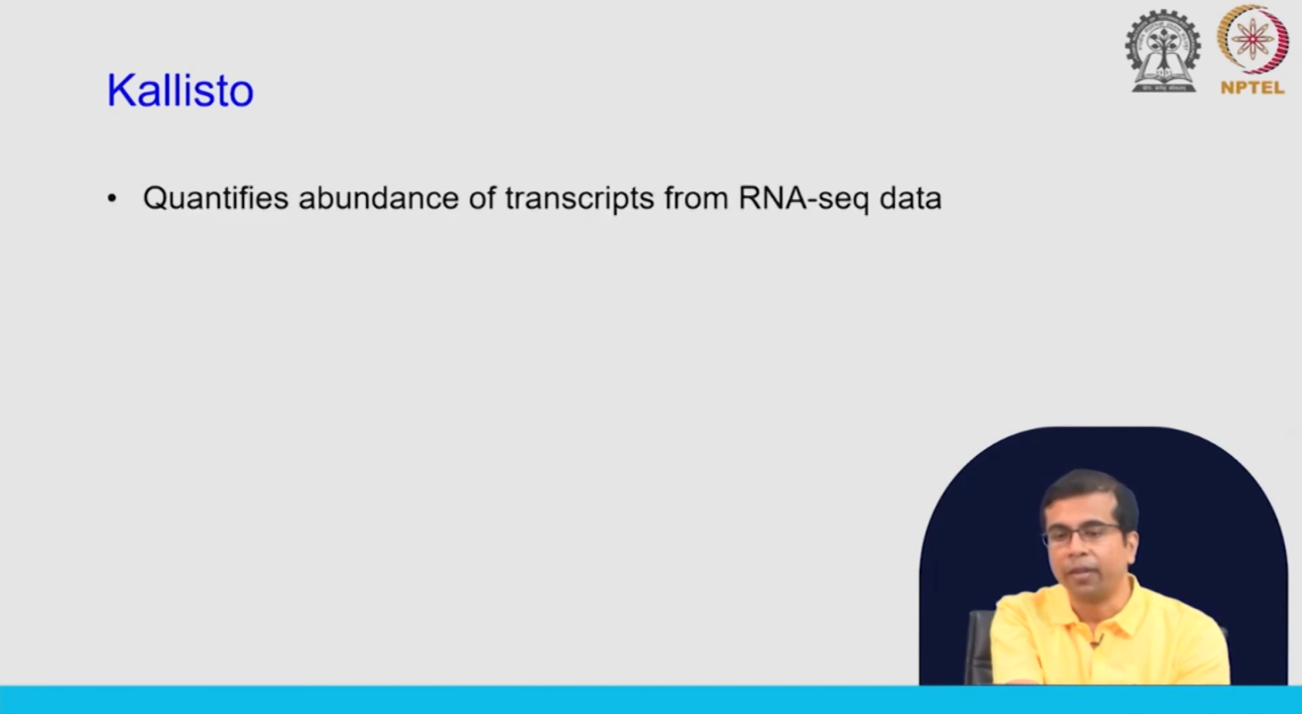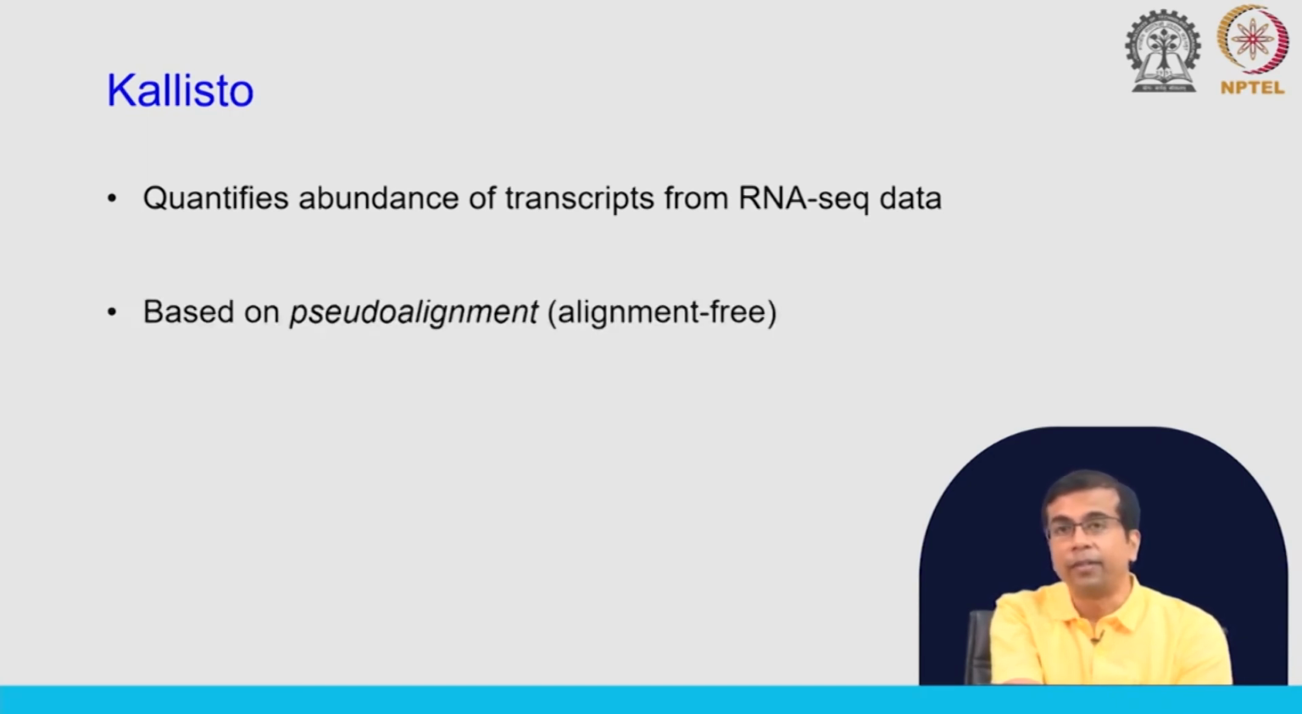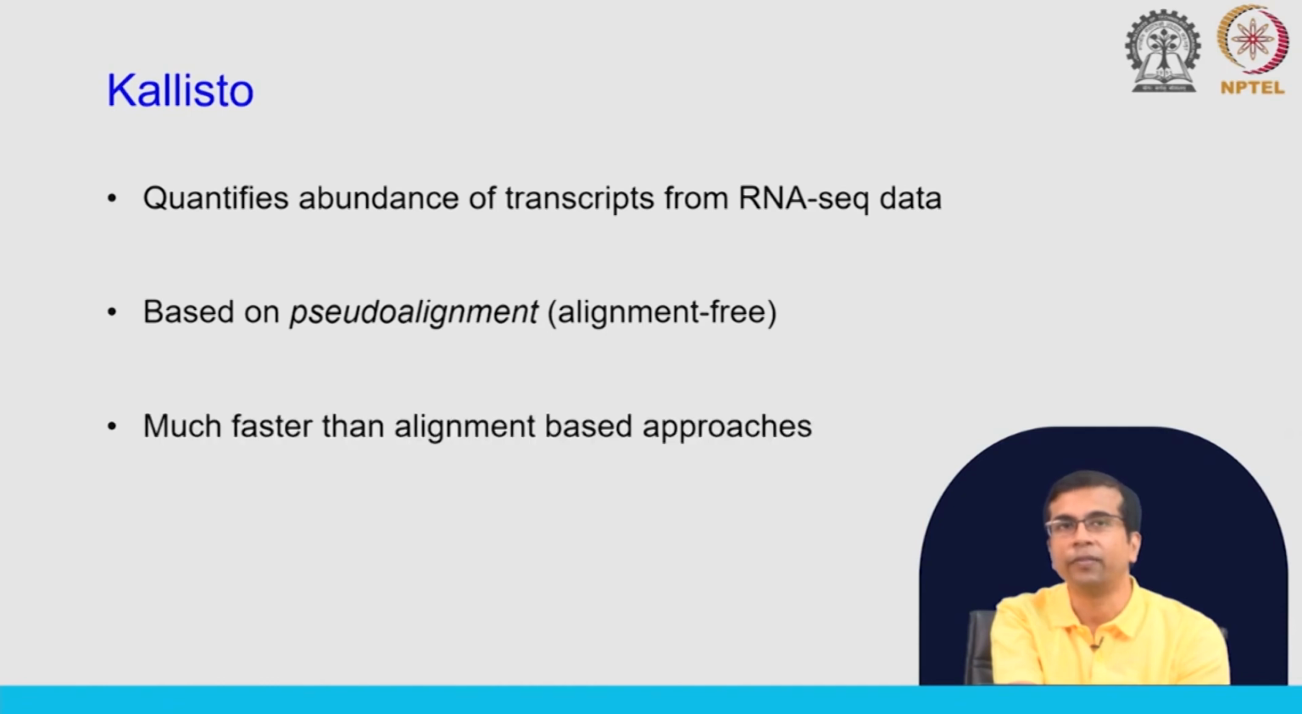Okay. So, it quantifies abundance of transcripts. This is the task that this tool does, but it does so based on something called pseudo alignment. There is no real, actual alignment. That is why it is called pseudo alignment or an alignment free approach. And the advantage is that this is much faster than the alignment based approaches. You do not have to do this alignment or mapping, so it is actually much faster.